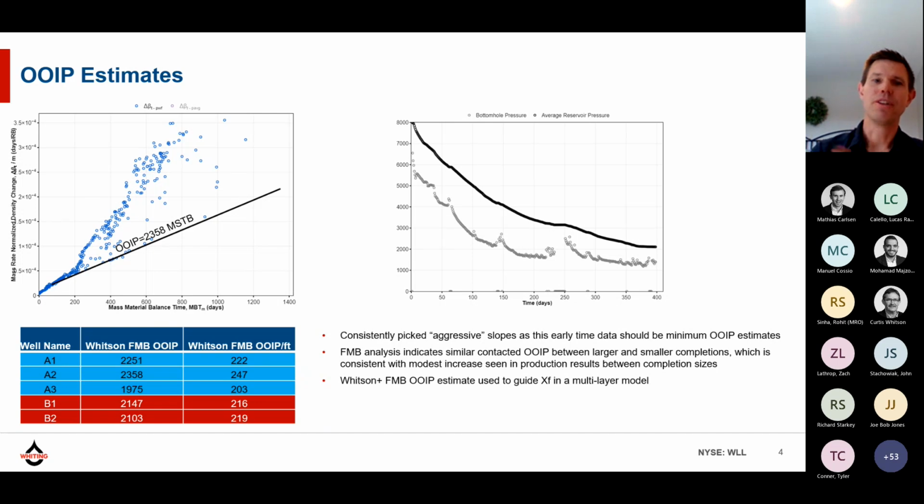Here, I'm actually doing the opposite. I feel fairly comfortable with these OIPs and actually using them to guide my XF, so this is the beginning of the workflow. Because of the saturation differences in this area, with some wetter zones below us, I'm having to do this in a multi-layer model. So my workflow for this particular project was to get the OIP estimate out from Whitson from this process, and then take that and guide my XF in the multi-layer model.